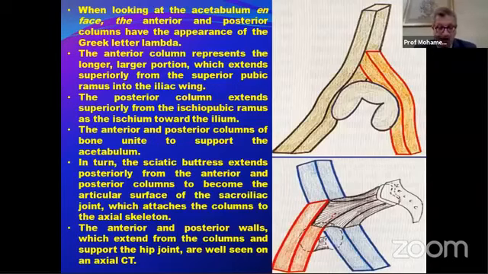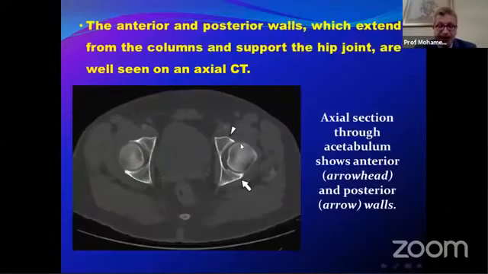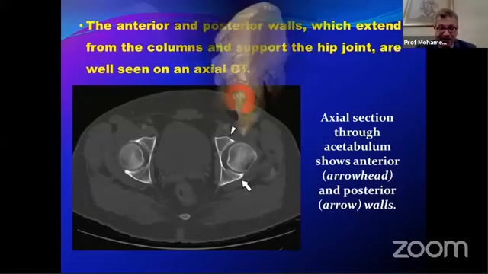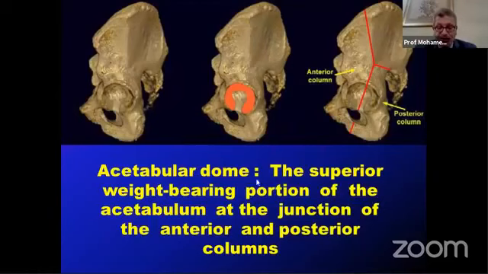The anterior and posterior walls, which extend from the columns and support the hip joint, are well seen on axial CT. This is the axial CT. The anterior and posterior walls are well seen here. This is the anterior column, and this is the posterior column. And of course, the best way of diagnosis and classification of acetabular fractures is the CT and the three-dimensional CT.